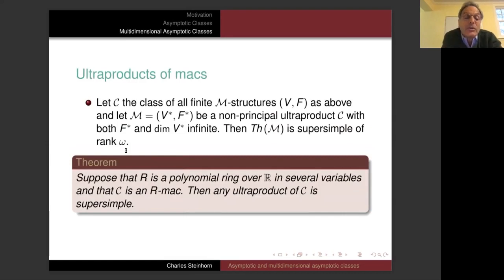Ultraproducts of MACs. So let's let C be the class of all finite L structures, VF as above, and let script M be a non-principal ultraproduct where both the field and the dimension of the vector space are infinite. Then M is super simple of rank omega. And the reason why I mentioned this is because suppose that you have a polynomial ring over R in several variables, and that you have a class of finite structures that's an R MAC, then any ultraproduct of C turns out to be super simple, but now the ranks can get larger.